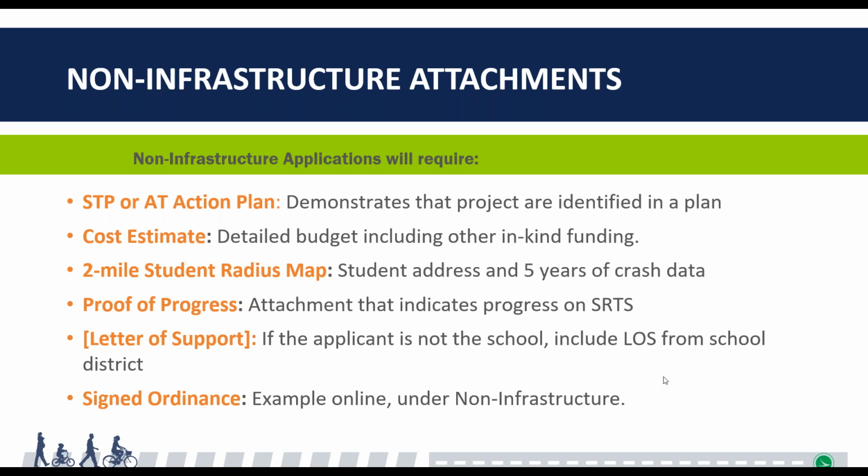So in order to apply for non-infrastructure, these are the attachments that you'll need. So again, you'll need that plan that points out where this has been identified. You'll need a cost estimate, so just a detailed budget on what it is you're spending your money on and how much it costs. The 2-mile student radius maps, proof of progress. In this case, if the applicant is not the school, you have to have a letter of support from the school district for which you're going to be working with their students. So even if you're the local government, even if you're the health district or a parks district or whatever, if you're the nonprofit organization, you will have to have a letter of support from the schools that you're going to be working with. And then again, this signed ordinance.